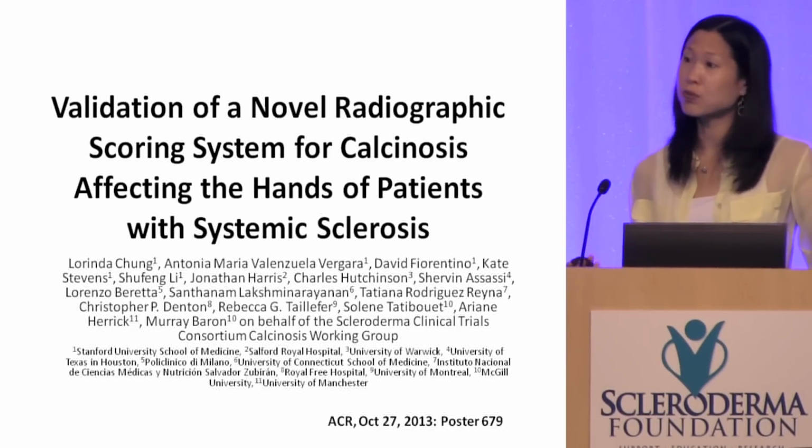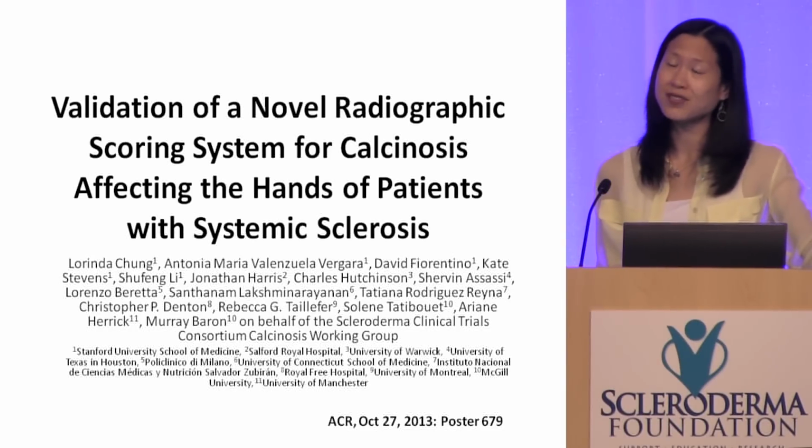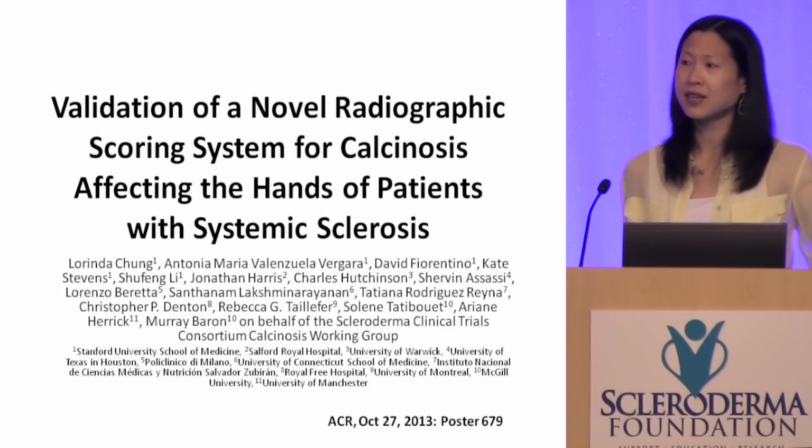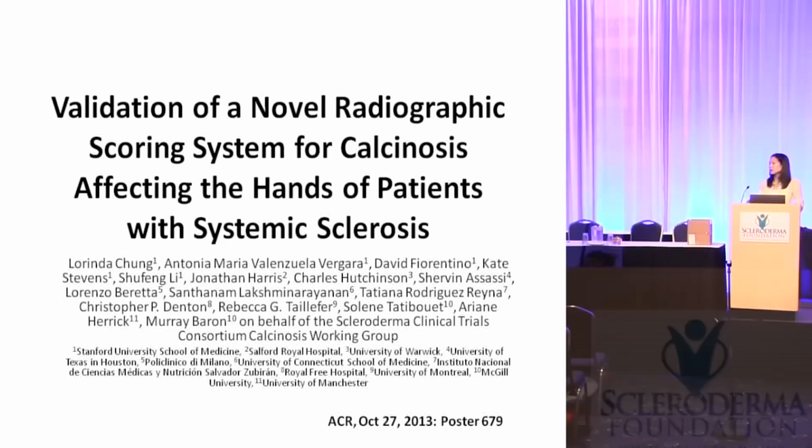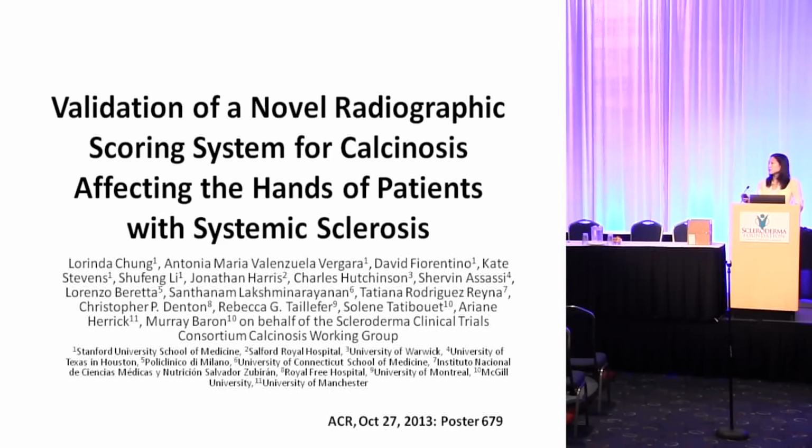In order to get a drug approved for a certain indication, you have to have what we call validated outcome measures to use in clinical trials. These measures have to correlate with disease severity and have to be reproducible by different raters. So, if one rater at Stanford is looking at a certain outcome measure, it agrees with another rater at UCLA. So basically, this is called interrater reliability.